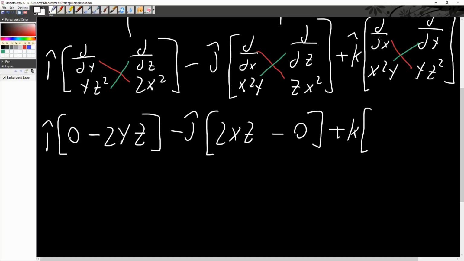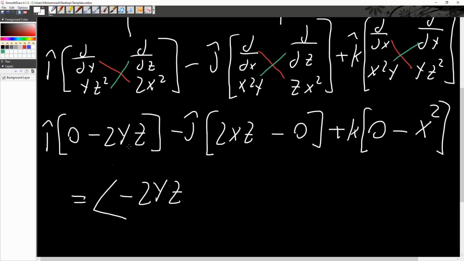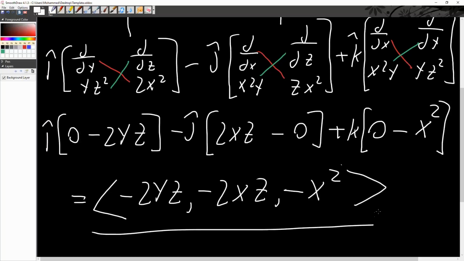So we have the partial derivative in terms of x for y z squared, no x, so 0, minus the partial derivative in terms of y for x squared y, so the derivative of y would simply be 1, so minus x squared. And so now we can say our final answer would be minus 2yz, comma, minus 2xz, comma, minus x squared. And this would be our curl for f. And that's all we need to do.